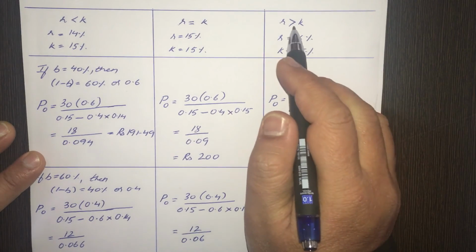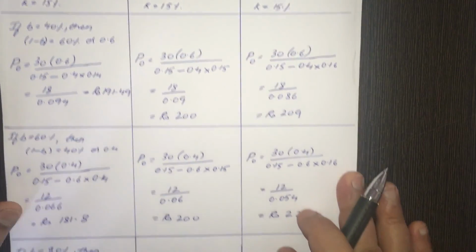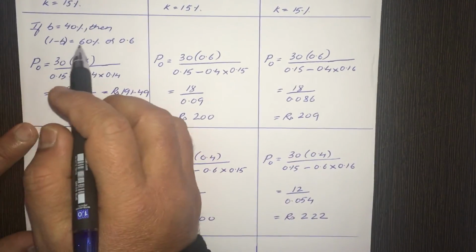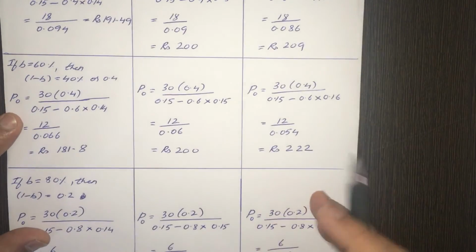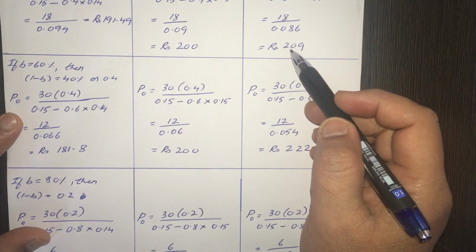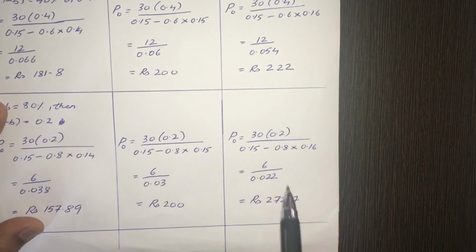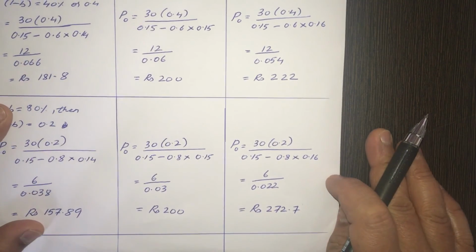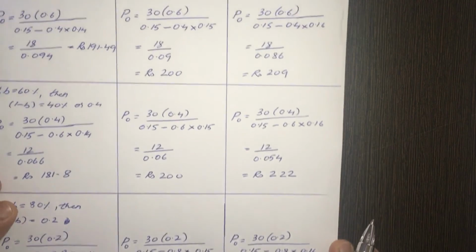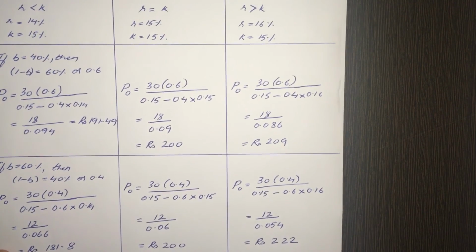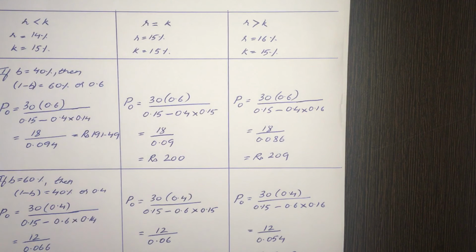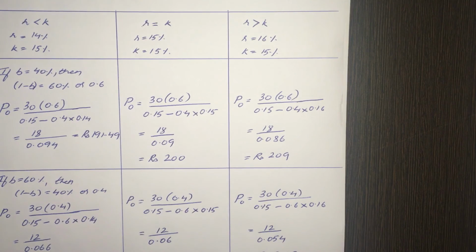But it's just the opposite for a growth firm where R is greater than K. You will notice that as the dividend payout ratio decreases, the price per share actually increases from 209 to 222 to 272.7. All right, so the optimal payout ratio for a growth firm, according to Myron Gordon, should be nil. That is the implication of Gordon's basic valuation model.